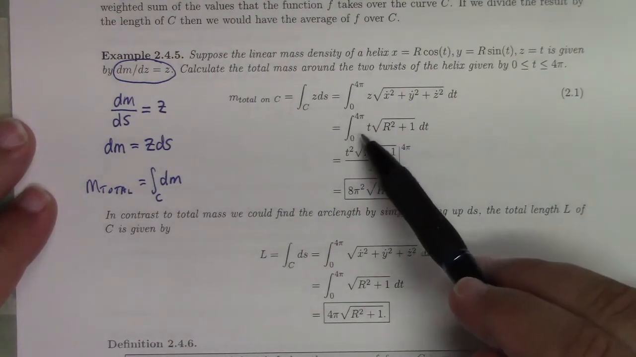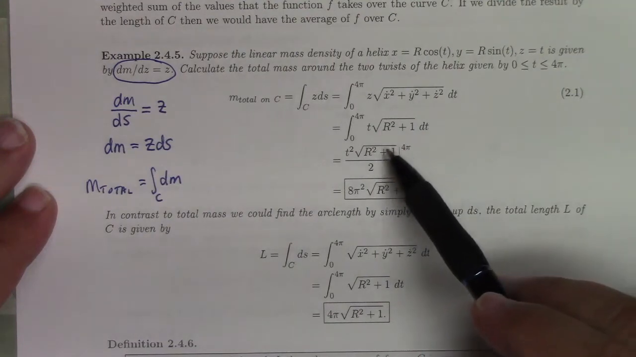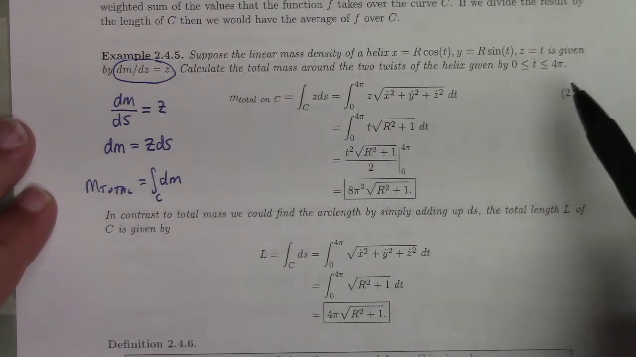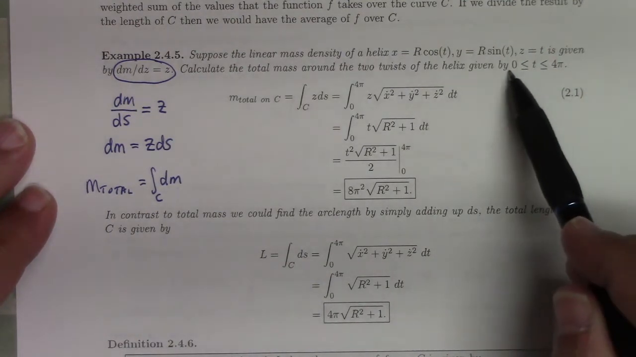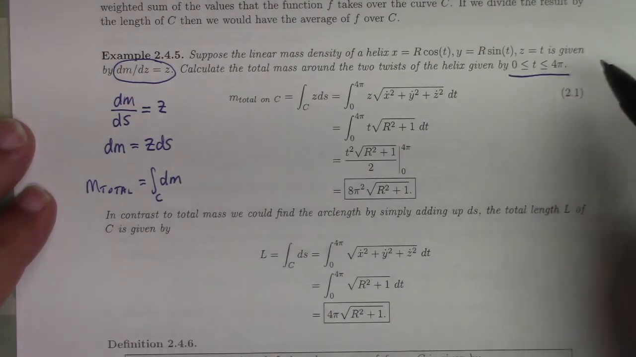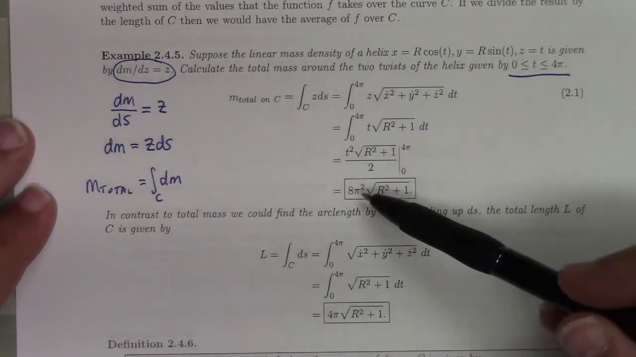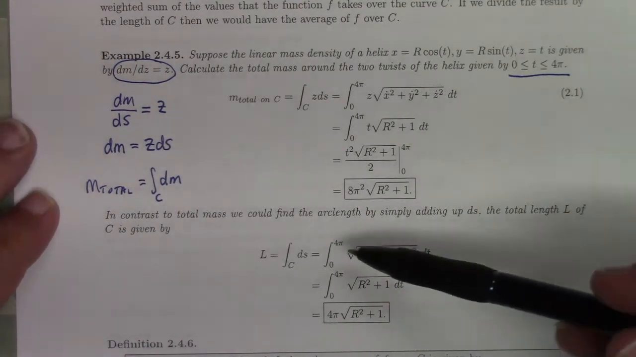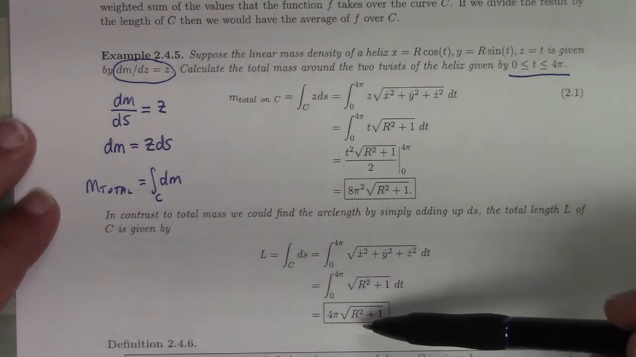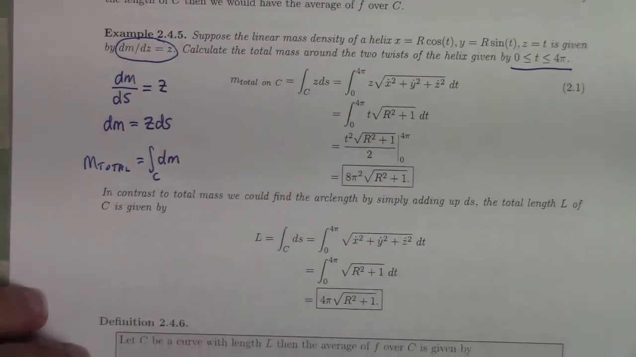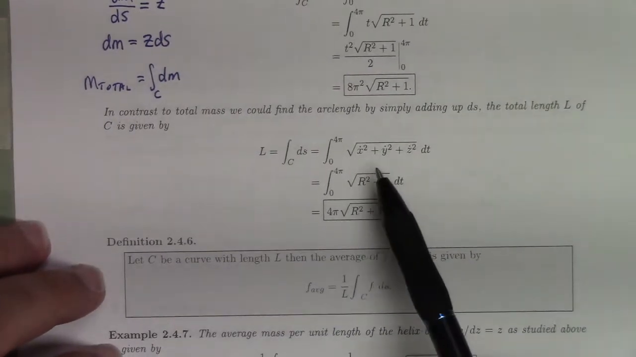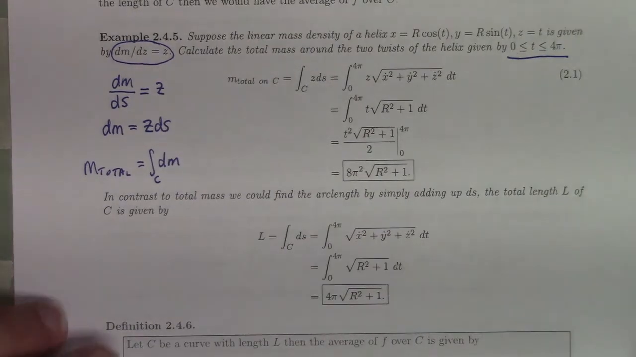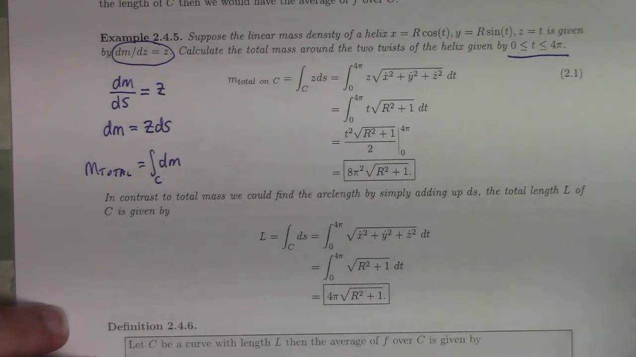And so when we integrate this, it's t times the number, which gives me t squared over 2 times that number, evaluated from 0 to 4 pi, because that was given in the problem, to look at the helix for basically 2 rotations. And the total mass I calculate is 8 pi squared times the square root of r squared plus 1. Of course, we can also calculate the arc length, and we would get 4 pi times the square root of r squared plus 1, just the same. Because to calculate arc length, we just integrate speed. See, this is something new. We're integrating a function times speed to calculate the net amount of something distributed along a curve.